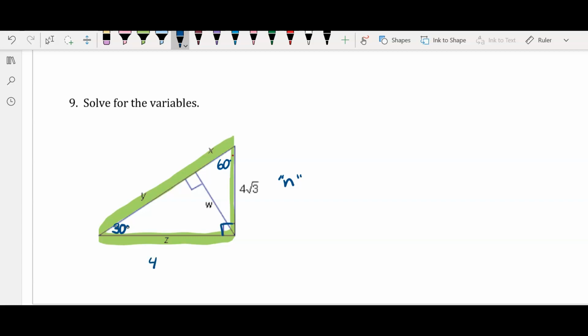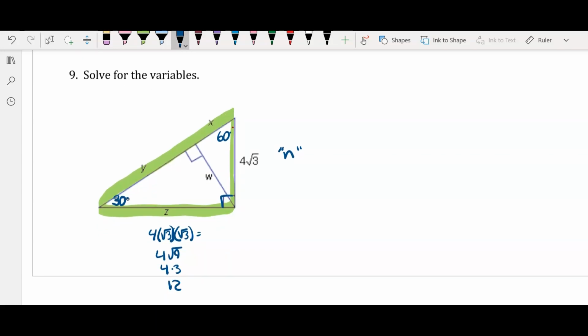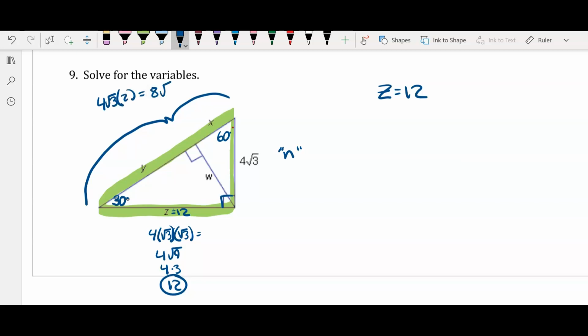So this will be 4 times the square root of 3, times the square root of 3, which would be 4 square root 9, 4 times 3, and then finally we'll get this length to be 12. So z would equal 12. Awesome. So I'm just going to put equals 12. Okay, cool. And then across from our 90, our hypotenuse would be n times 2. So we know our n is 4 root 3. Multiply that by 2, and we get this length to be 8 root 3.